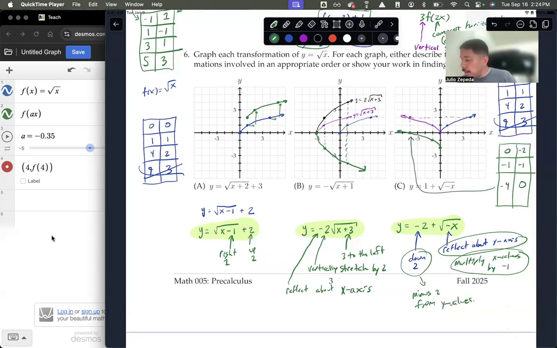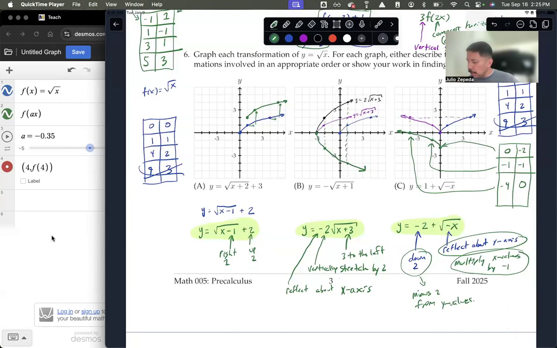-4, 0 is right there. -1, -1 is right there. And 0, -2. So instead of imagining the reflections and the translations happening, we can just use the table, transform the x and y values, and then just plot these points and then sketch our curve. So that's another way to go about this.